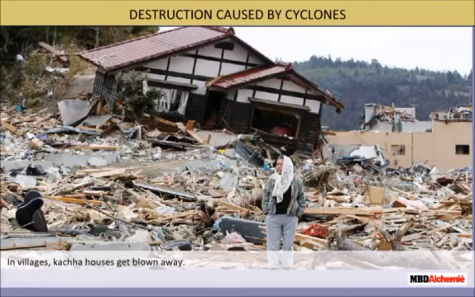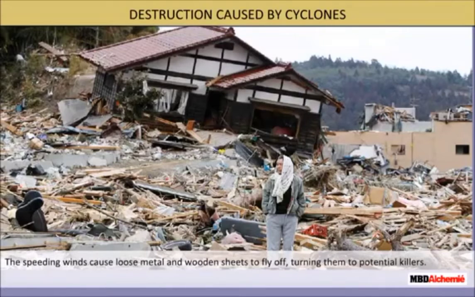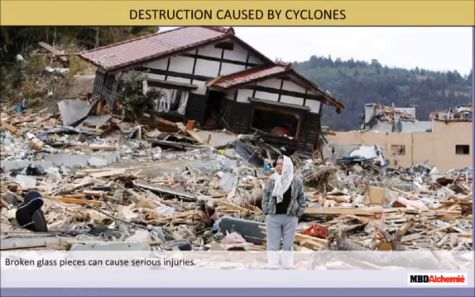In villages, kacha houses get blown away. The speeding winds cause loose metal and wooden sheets to fly, turning them into potential killers. Broken glass pieces can cause serious injuries. The floodwaters can take time to recede. The floodwaters can turn the fields salty.